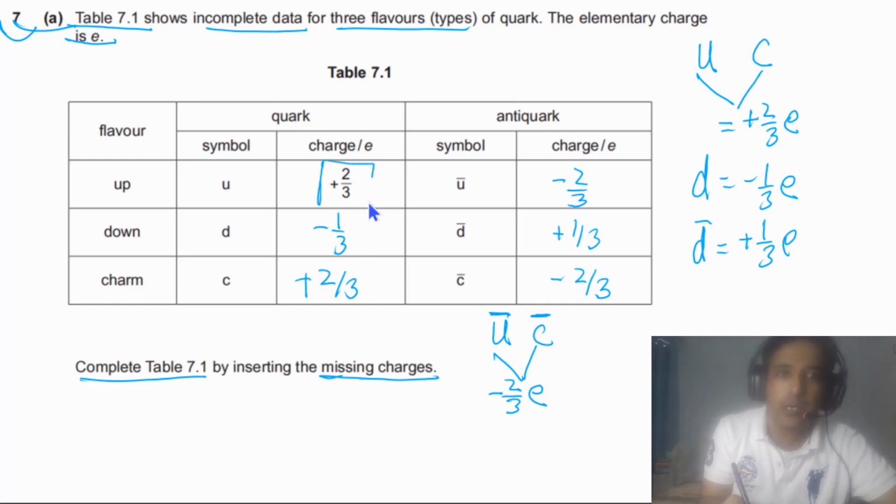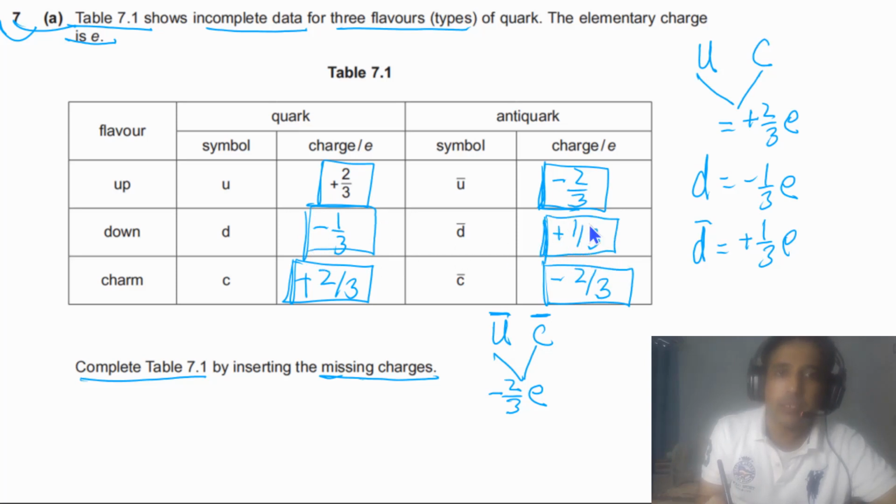Means the quark and anti-quark must have opposite charge. So this is quark and this one is anti-quark. So here we have quark and this one is anti-quark, and they are multiples of elementary charge.